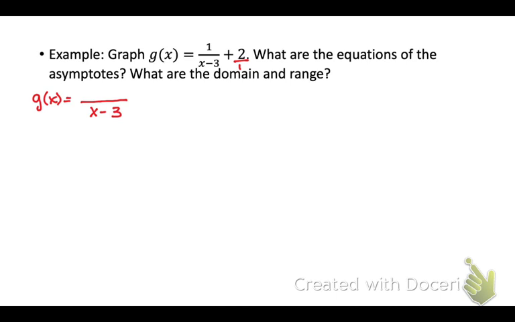So our common denominator is going to be x minus 3. So that means I need to multiply 2 by what? X minus 3. So that gives me 1 plus 2x minus 6. So 2x minus 5 over x minus 3.